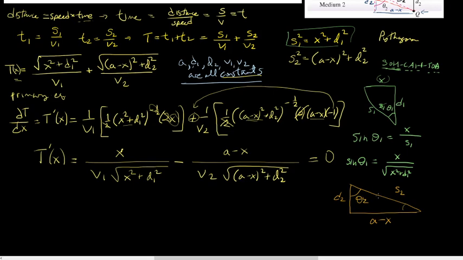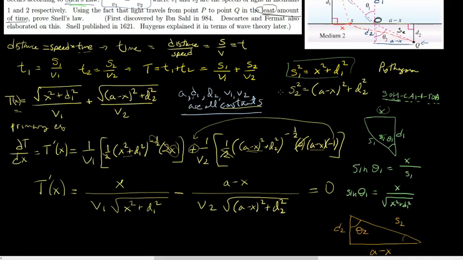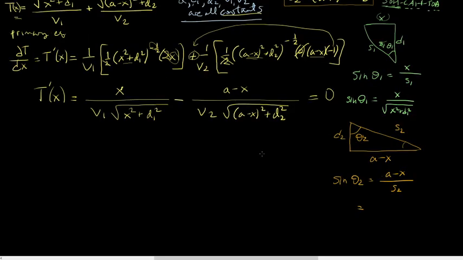Okay, so now sine of theta 2 is going to be opposite, which is a minus x, over hypotenuse, which is S2. But the hypotenuse S2, we go back up here, is the square root of this quantity here, a minus x squared plus d2 squared. So let's write that down. a minus x over the square root of a minus x squared plus d2 squared. Okay, so that's sine of theta 2.